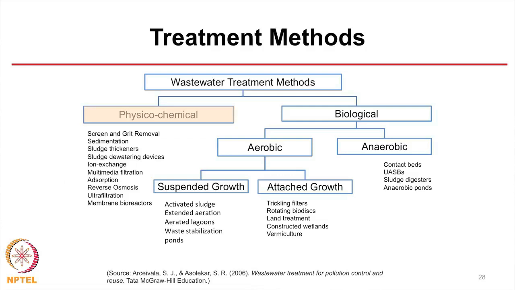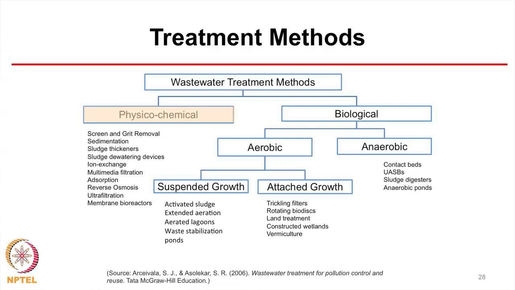And then you have the biological systems that are classified first under aerobic and anaerobic. Aerobic is where oxygen is supplied and the bacteria are aerobic bacteria, and anaerobic is where the bacteria survive without oxygen. Under anaerobic you have the contact beds, the upflow anaerobic sludge blanket, UASB, then the sludge digesters and anaerobic ponds. Then in aerobic you have the suspended growth, and under suspended growth you have the activated sludge process, extended aeration, aerated lagoon, and waste stabilization ponds, okay.